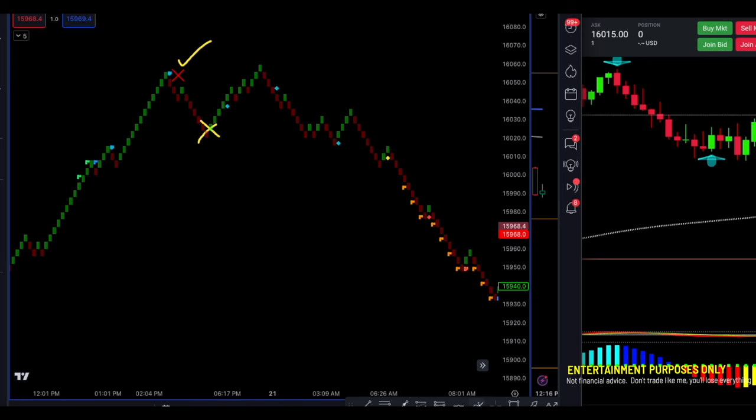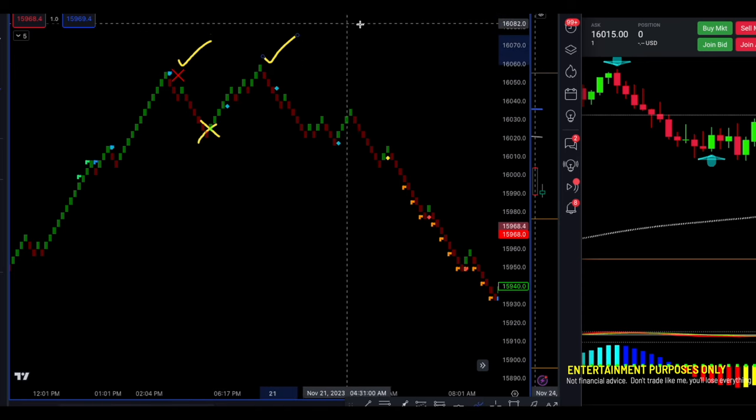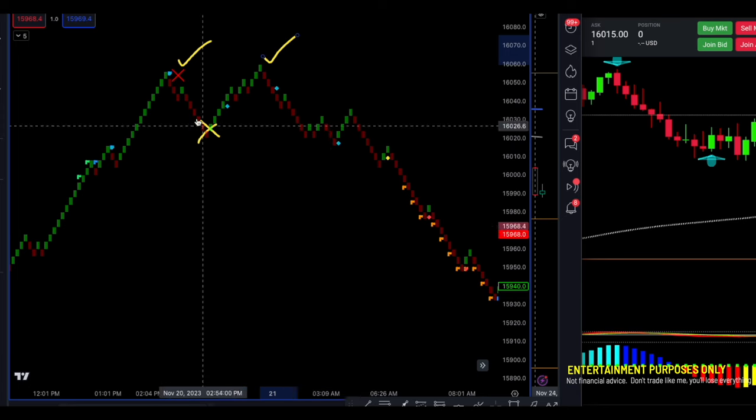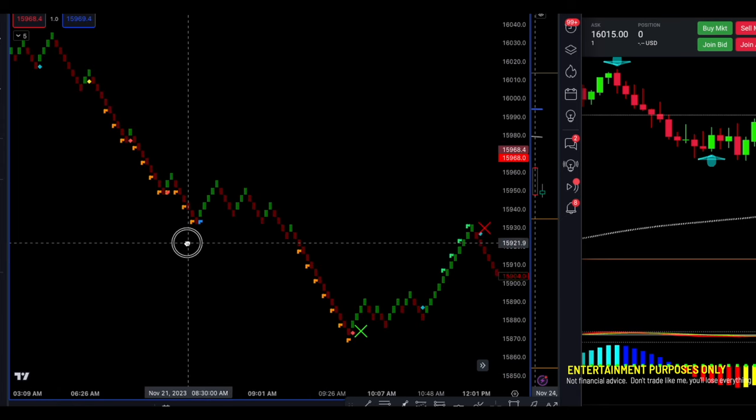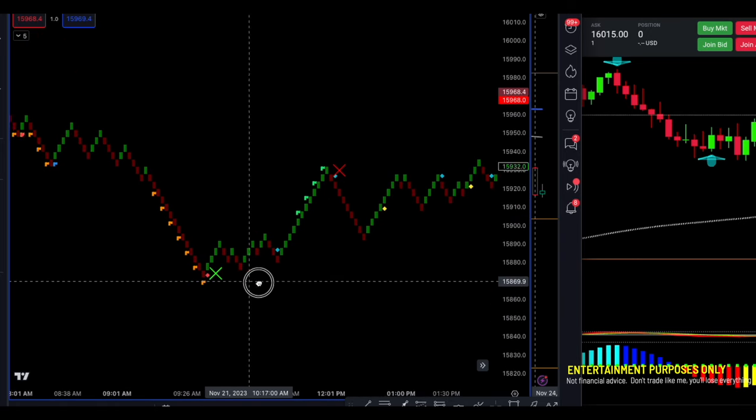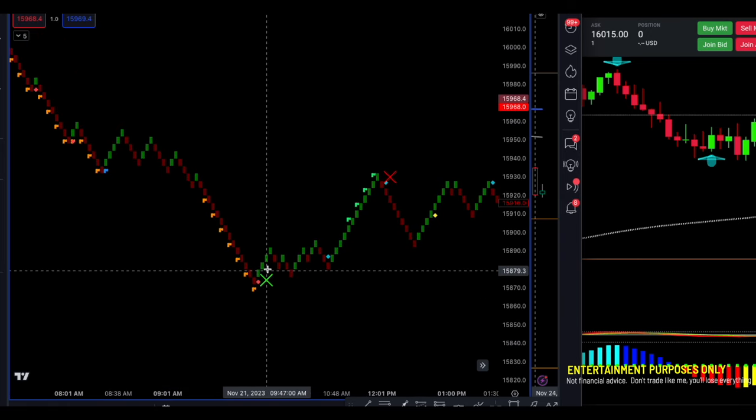Double top over here. This is definitely a trade. Go ahead and get in this trade. Absolutely beautiful double top trade. And that sucker just goes. And that goes for a long, long time until 10 a.m.